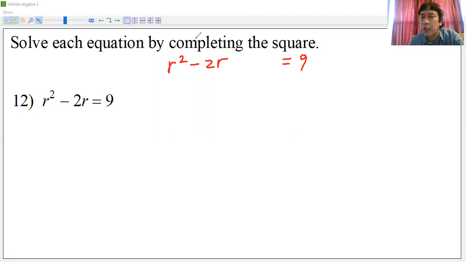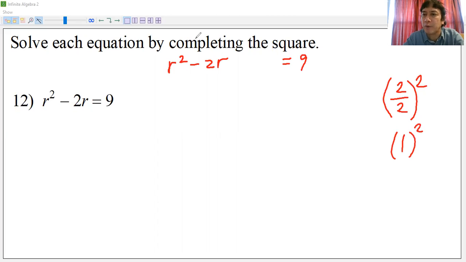We will take the number beside the first degree. That's the number 2. Then we will divide this number by 2, and then square the result. So this looks like 1 squared, and 1 squared is just 1. So our number is 1. That means we're going to add 1 and subtract 1 there.